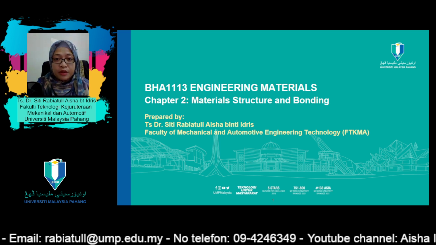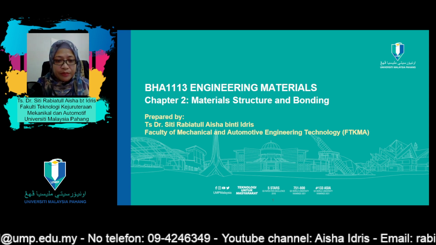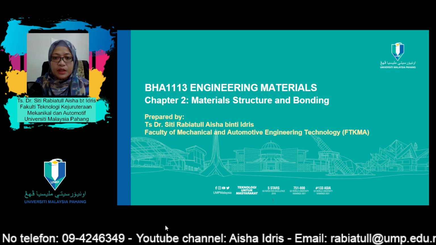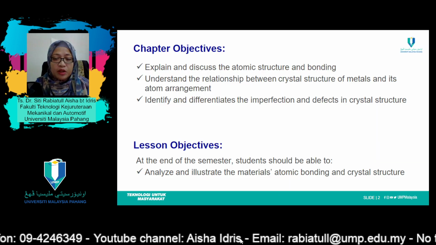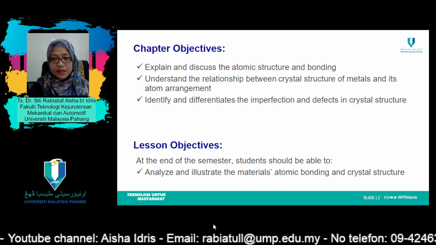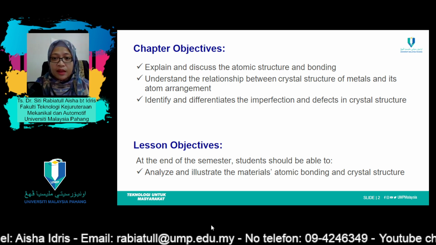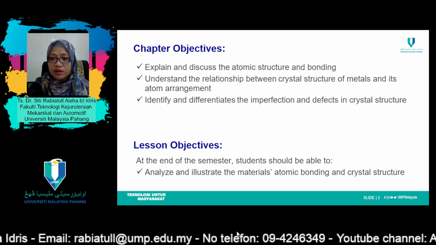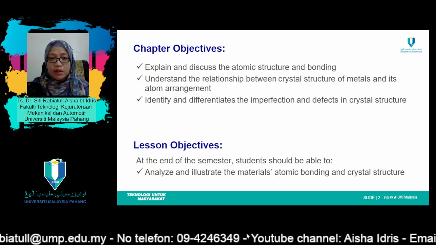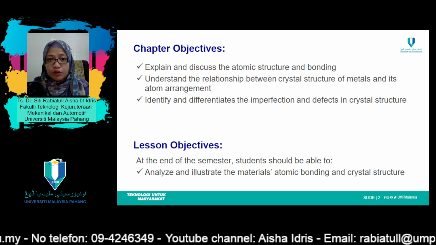We are now in chapter 2 for subject BHA1113 Engineering Materials. So for today, as for the chapter objectives, number 1, all students should be able to explain and discuss the atomic structure and bonding. Number 2, students should understand the relationship between crystal structure of metals and its atom arrangement. And number 3, students should be able to identify and differentiate the imperfection and defects in crystal structure.